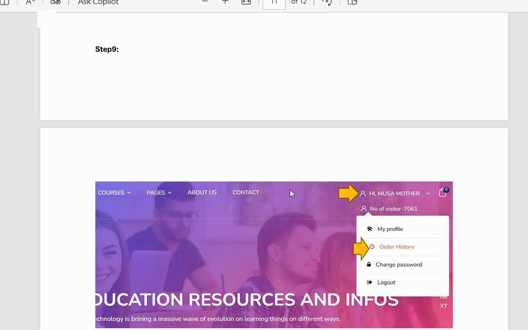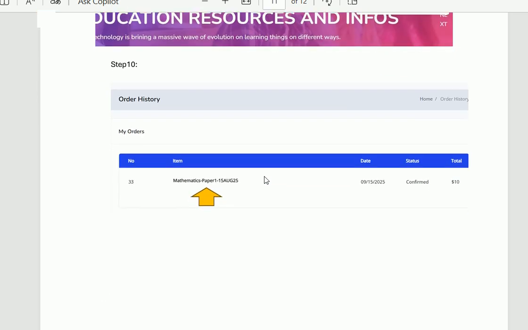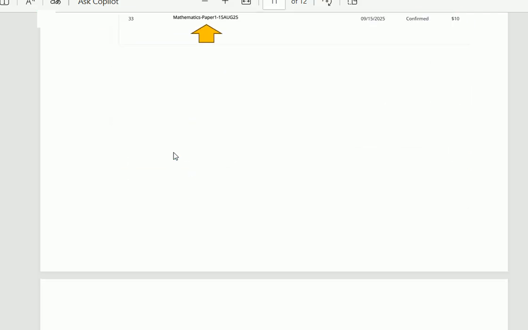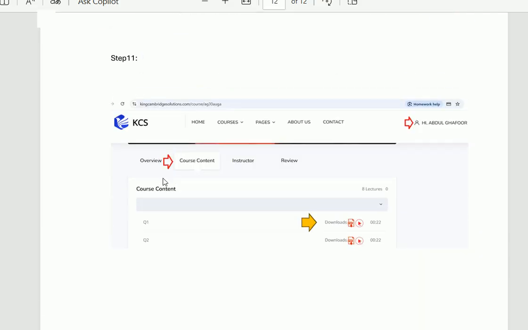After that, go to your login section in the top right corner and click on order history. When you click on order history, you will find that in your order there is a course, the Mathematics Paper 1 course. When you click on this course in your order history, you will get this interface.